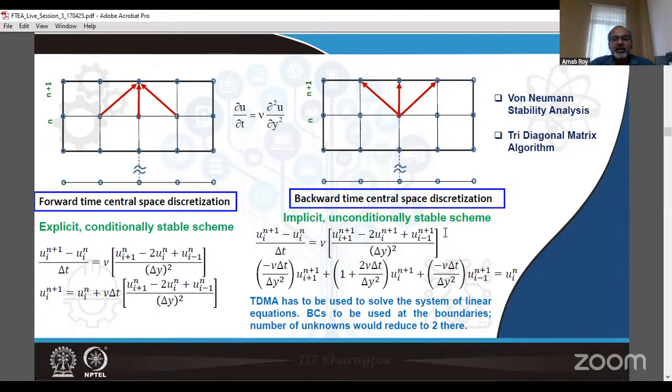If you rearrange these terms, you will see that ui plus 1, n plus 1 will have a certain coefficient like this. Ui n plus 1 will have another coefficient. Ui minus 1, n plus 1 will have another coefficient. All these three are unknowns. The only known term is ui n, which you obtain by backward stepping. As I said, this is a linear equation in these three variables. You have to write down similar linear equations for the neighboring points, this one and this one.